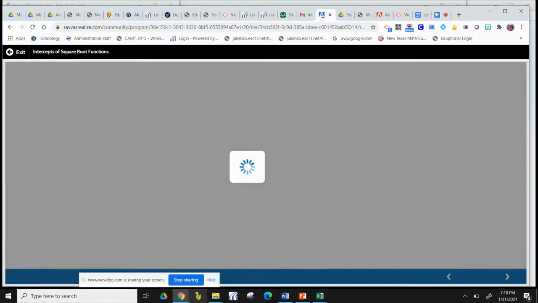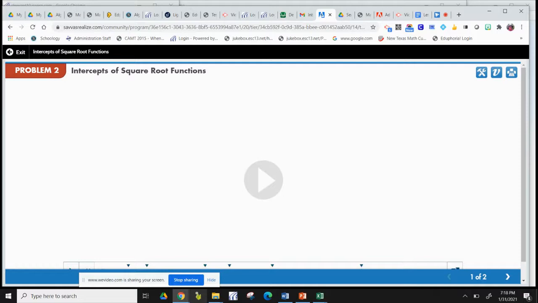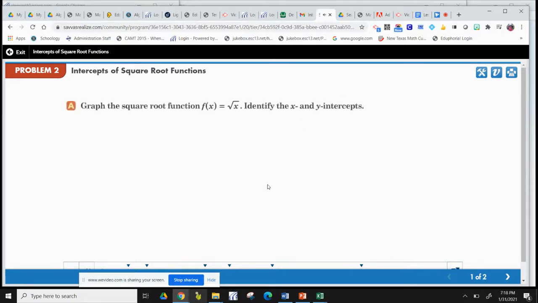Intercepts. Pretty easy. X-intercept is where it crosses the x-axis or touches the x-axis. Y-intercept where it touches the y-axis. It'll be pretty easy. Let's see. In this problem, you will identify intercepts of square root functions. Graph the function f of x equals the square root of x. Identify the x and y intercepts.